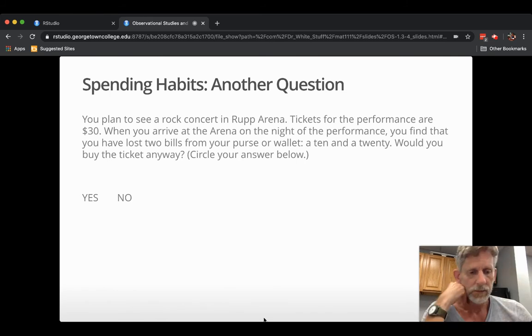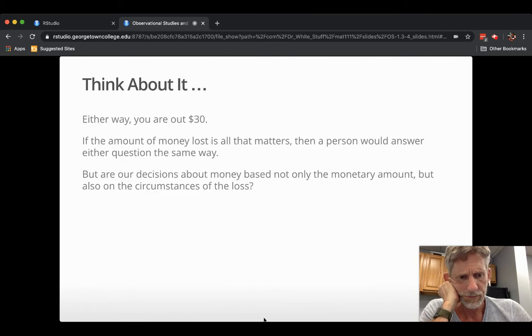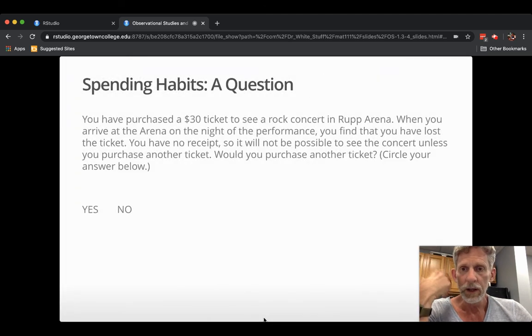So, let's think about this. When you process it through, either way, you've lost $30. In the first scenario, $30 went out of your wallet or your bank account or whatever, and into a ticket. And then that ticket left your wallet or purse and fell under the street somewhere. But the result is that you lost $30. And the question is, would you spend another $30 to see this concert?